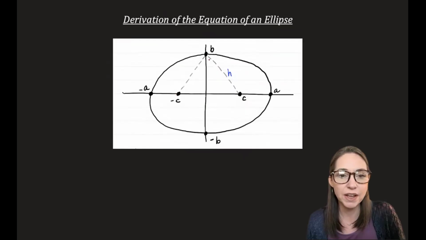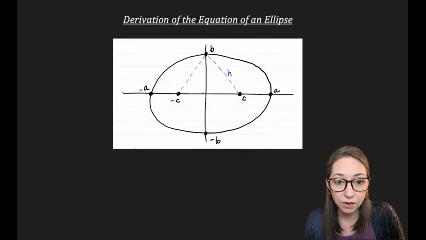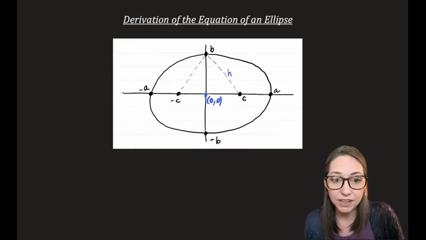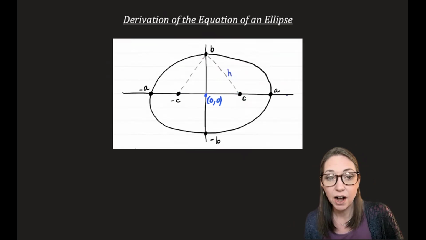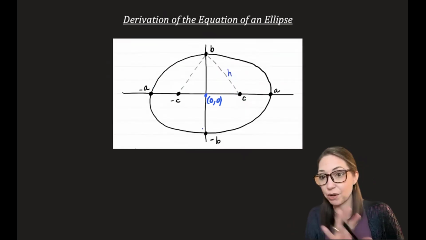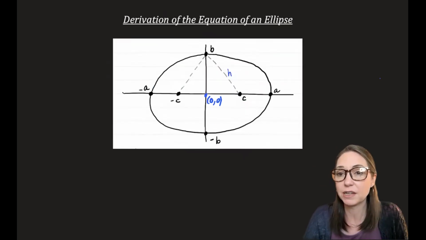So we're going to place this on the origin. We're going to call this point here the origin, (0, 0). This here is a focus, the point (C, 0), and the other is (negative C, 0). So C is a positive number, that is a distance to the right, and negative C is to the left. We're going to call A the endpoints of the major axis. Those are your vertices. And then B is the endpoints of the minor axis. That's just how we're going to name all of these points to make this work.